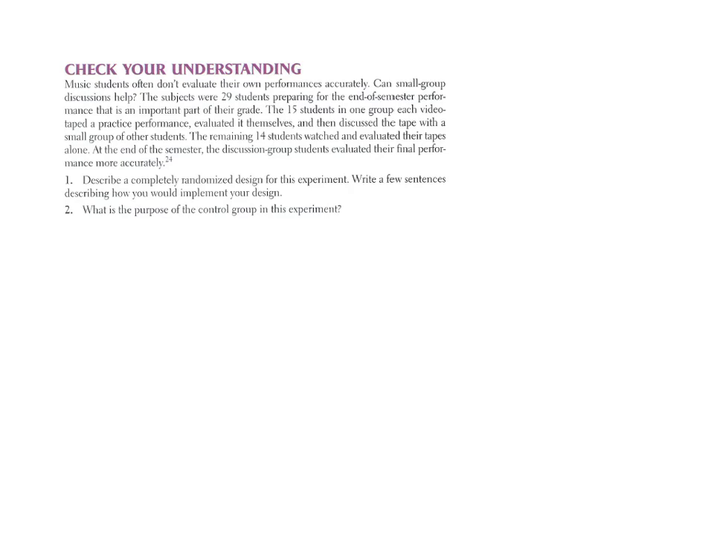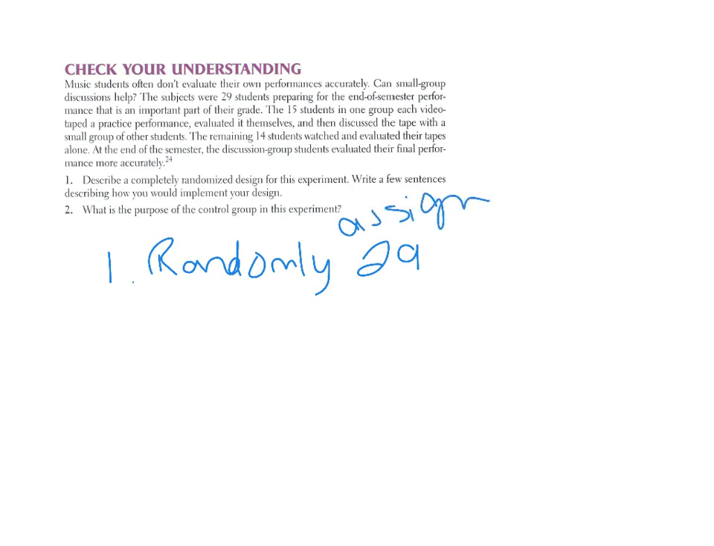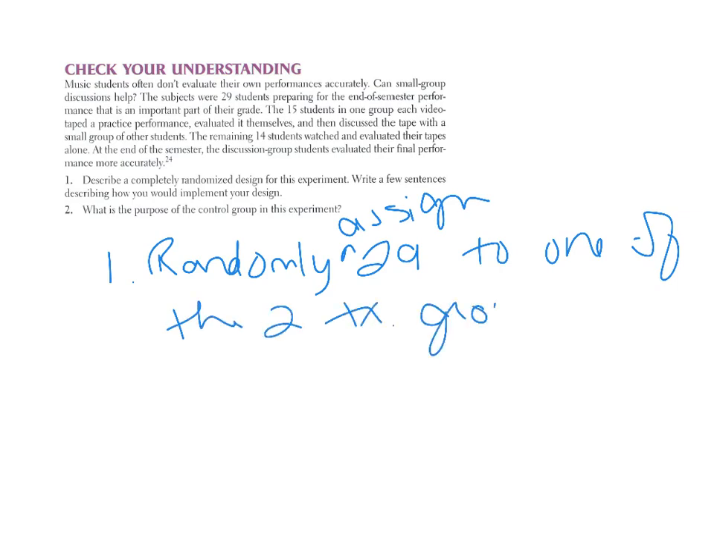Okay, so let's look at a few more examples. Go ahead and read the scenario, and then we'll talk about the randomized design and the purpose of the control. Okay, so let's talk about the first part here, the actual design of this experiment. We want a completely randomized design. So our goal would be to randomly assign the 29 students to one of the two treatment groups. And our two treatment groups here are the ones that evaluate their performance in a small group and the ones that evaluate their performance alone.